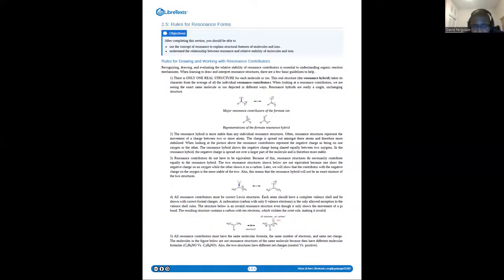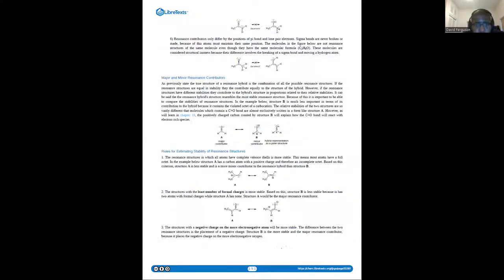This means that the resonance hybrid will not be an exact mixture of the two structures. All resonance contributors must be correct Lewis structures. All resonance contributors must have the same molecular formula, the same number of electrons, and the same net charge. So you also have major and minor resonance contributors.